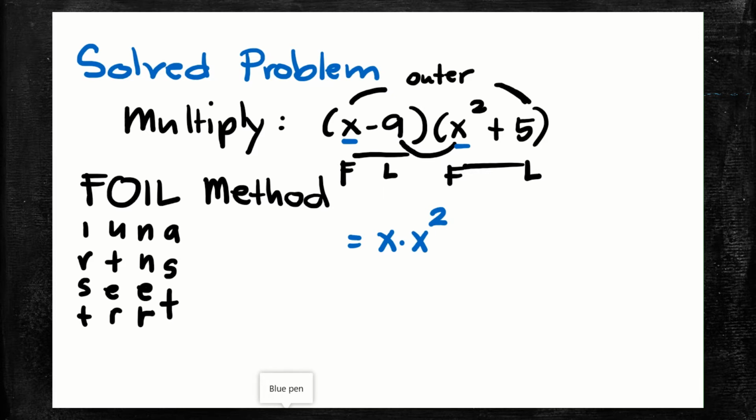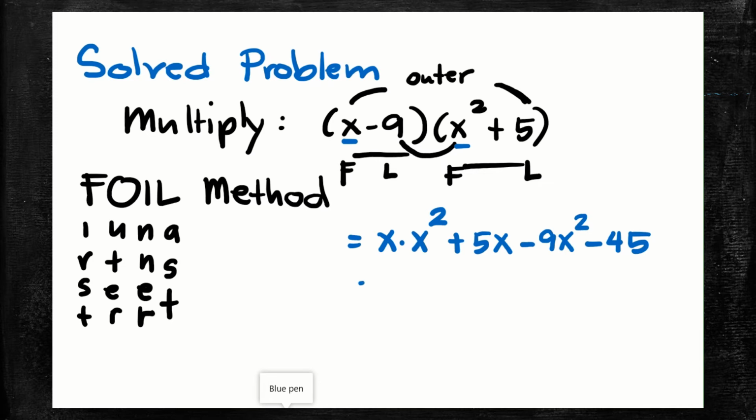And then the outer, the x and the 5. Okay, so both x and 5 are positive, so plus 5x. Next is the inner. The inner terms, negative 9 and x squared. That's negative 9 times x squared, or 9x squared. And the last would be the negative 9 and the 5. Negative 9 times 5 is negative 45. So you write minus 45.